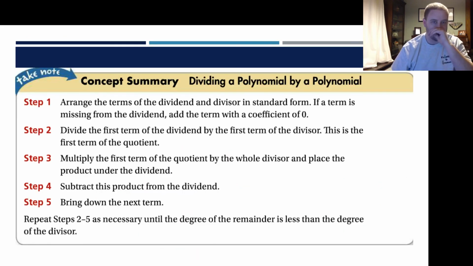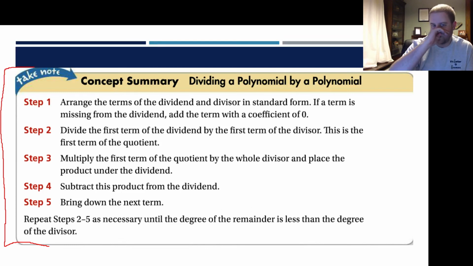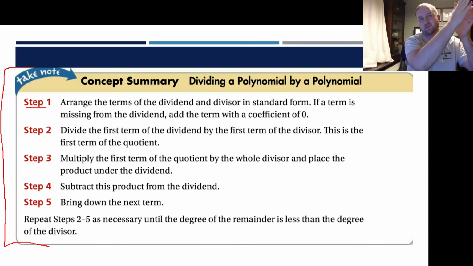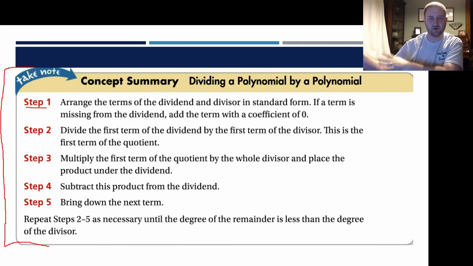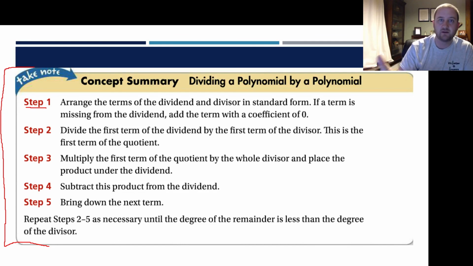Now, one last thing before I give you your homework. This is a breakdown of the steps that you want to go through when you're dividing a polynomial by a polynomial. Might be a good idea to write these steps down in your notes. Okay, step 1, you want to arrange the terms of the dividend and divisor in standard form. You want to put them from the highest degree in descending order to the lowest degree first. Okay, if a term is missing from the dividend, add the term with a coefficient of 0. So like if you're missing an x squared in there in the middle, put the x squared in there but have a 0 coefficient.